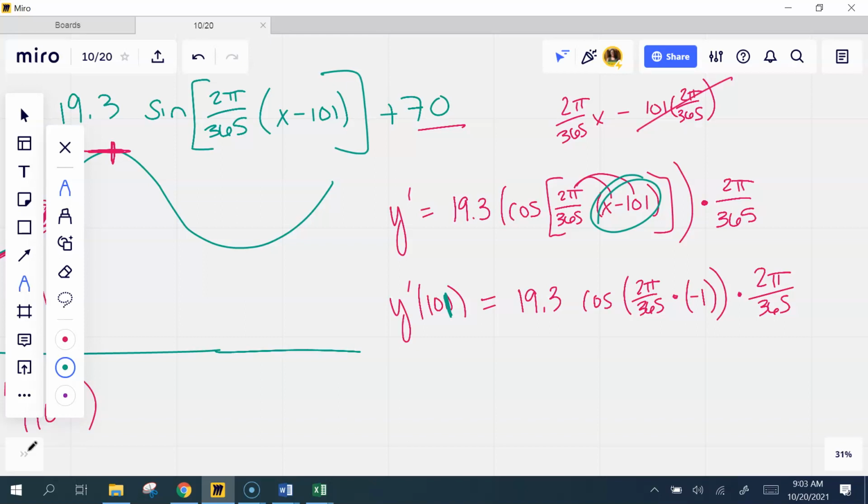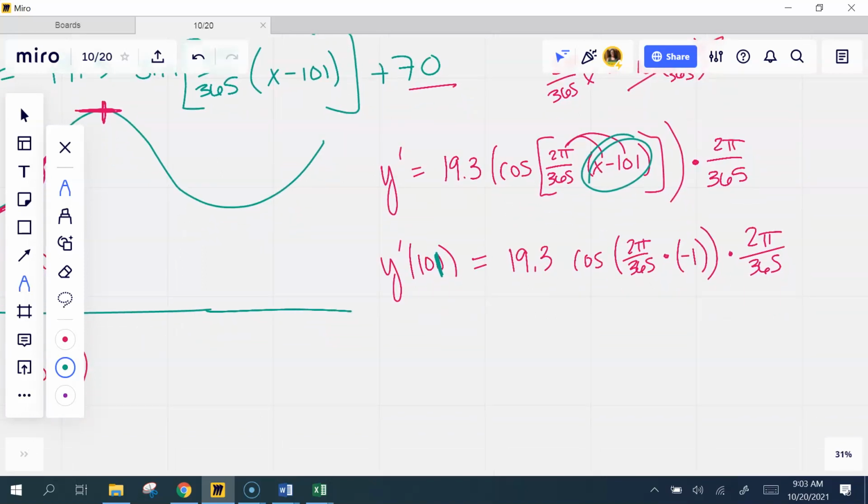Especially since this is a non-calculator problem, right? Well, the cosine of 0, because cosine is being multiplied by all that stuff, it doesn't matter. It's cosine of 2 pi over 365 times 101 minus 101, which is 0. So all of this is going to be 0. The cosine is 1, then you just got 1 times 19.3 times. Okay, it's a lot easier. Of course, if you do have a calculator, it doesn't matter.